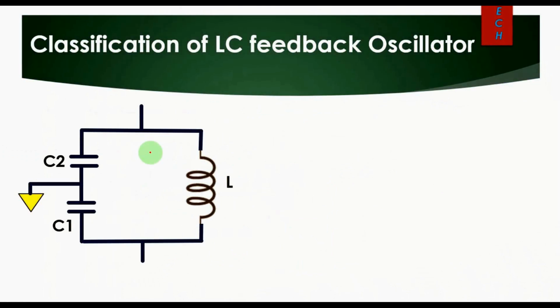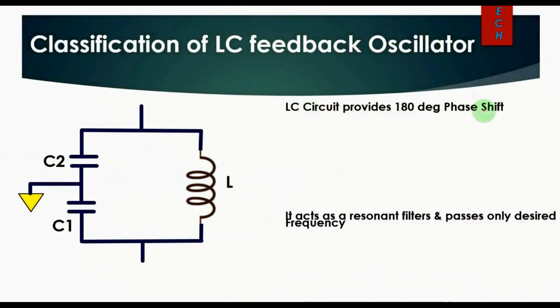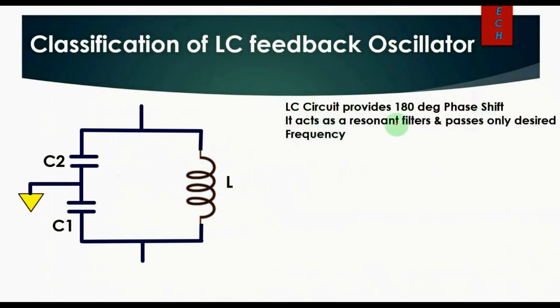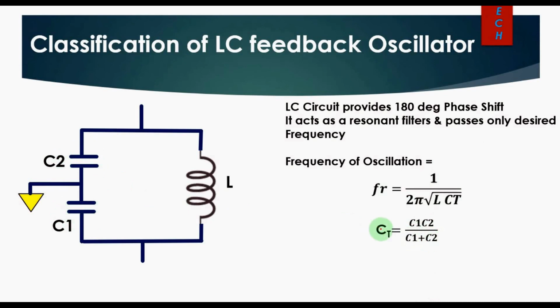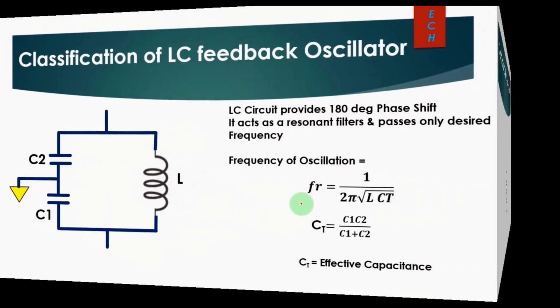So this is basically the tuned tank circuit. This LC circuit provides 180-degree phase shift and it acts as a resonant filter and passes only the desired frequency, right? The frequency of oscillation for this LC tuned circuit is Fr equals 1 divided by 2 pi square root of L into Ct, where Ct equals C1 C2 divided by C1 plus C2. So this is the total effective capacitance, right? Ct is the total effective capacitance, which is in series, right?